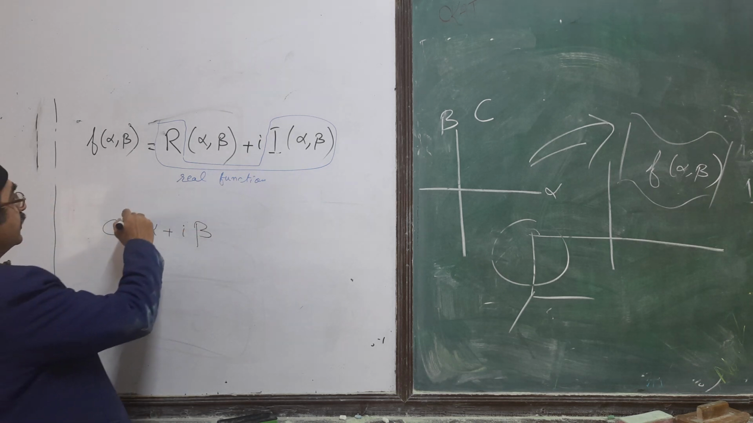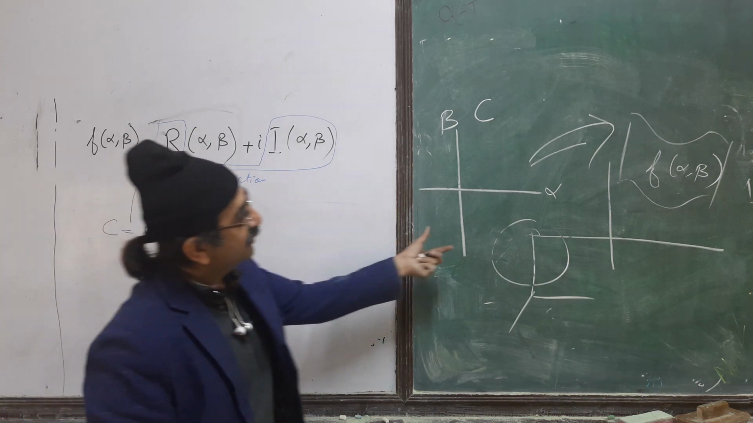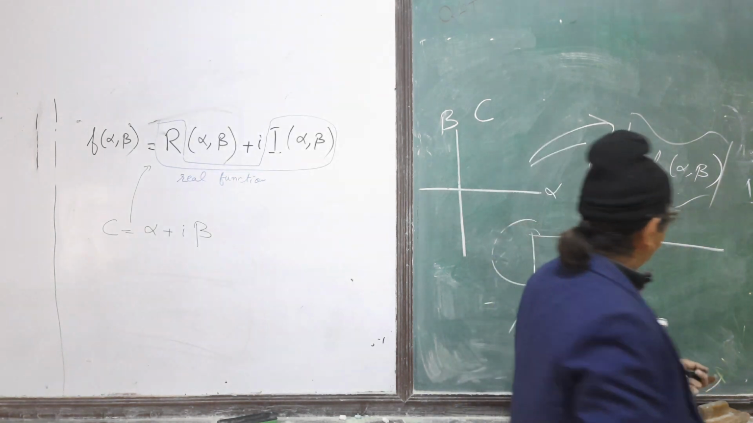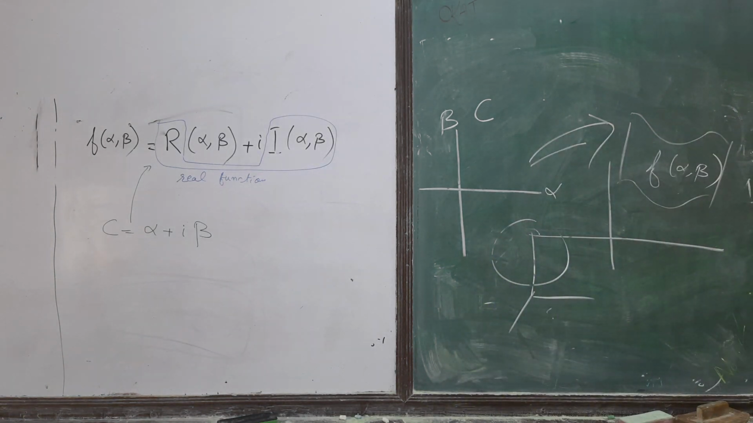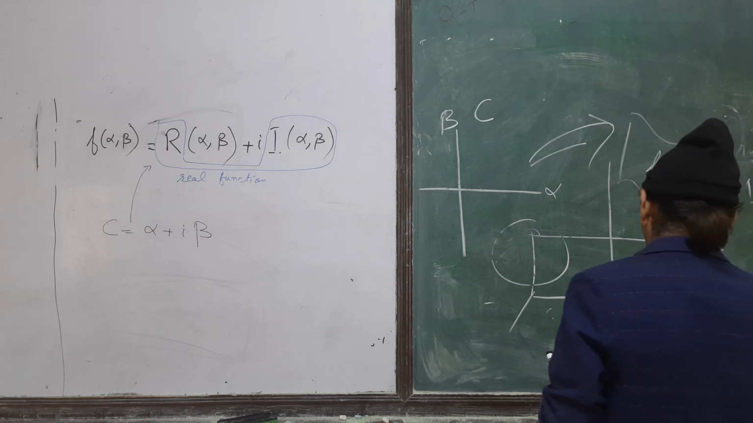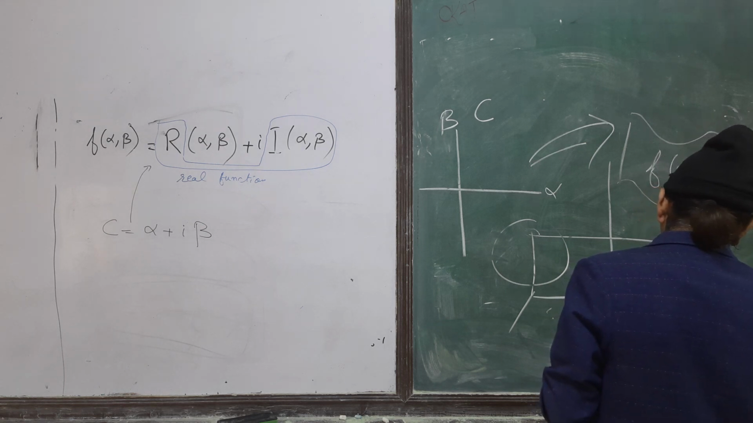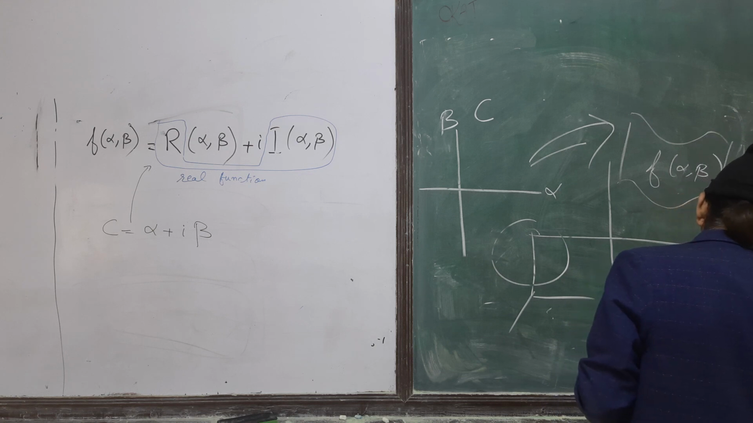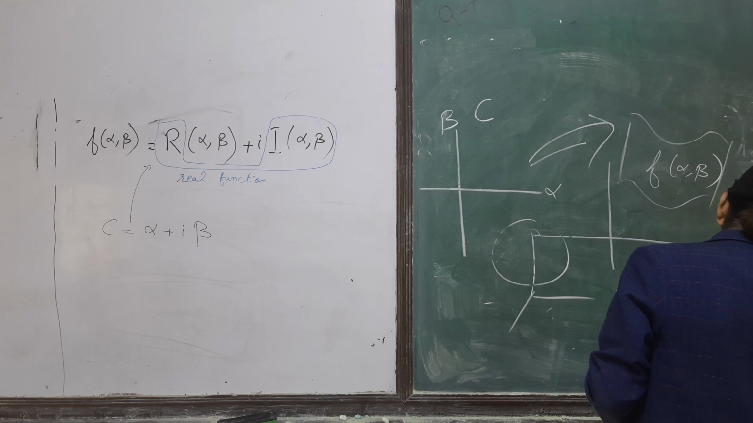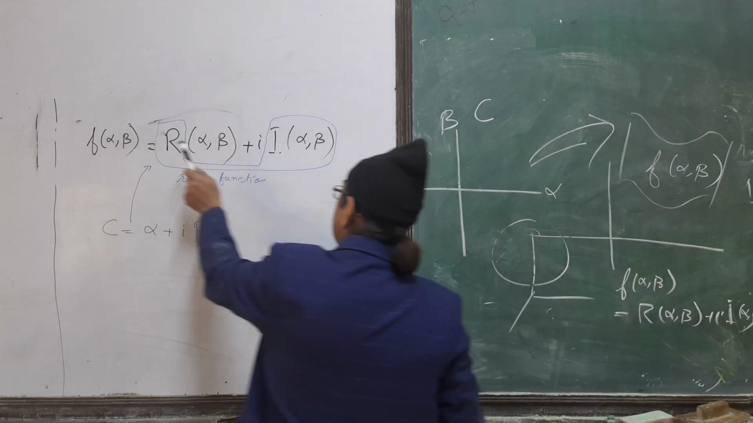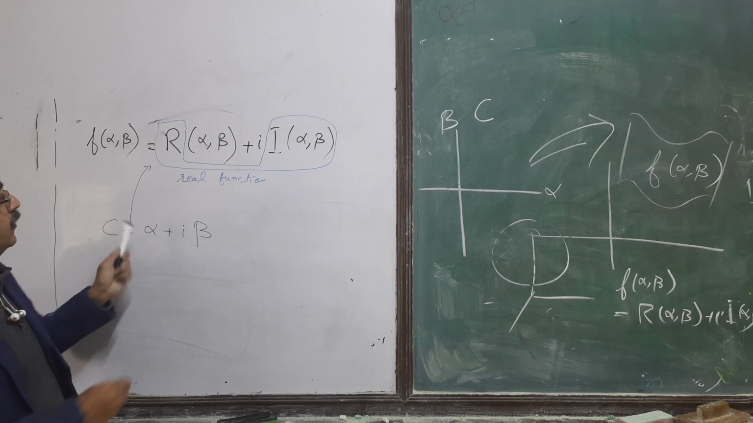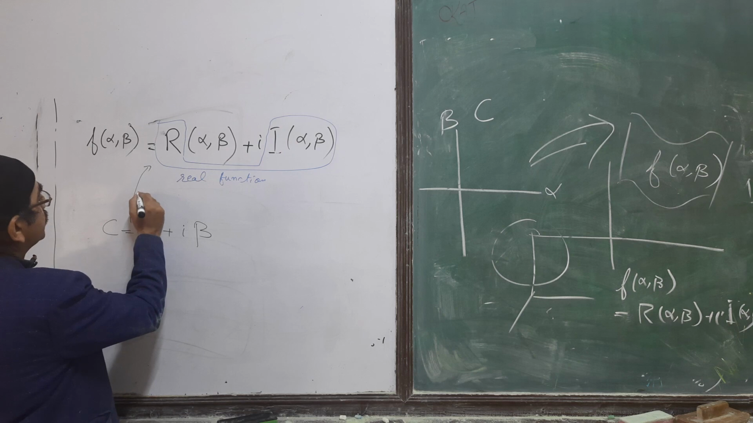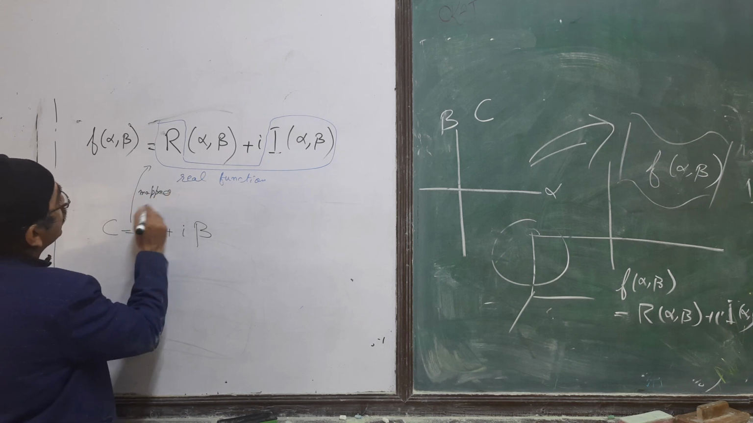This is complex, and this is mapped on this, as this is the alpha beta complex plane, and this is the function alpha beta. And this alpha beta has a 4-dimensional space, with f of alpha beta equal to the real part of alpha beta plus iota times the imaginary part of alpha beta. And I have explained these are real functions. These are mapped into this. This is the mapping.